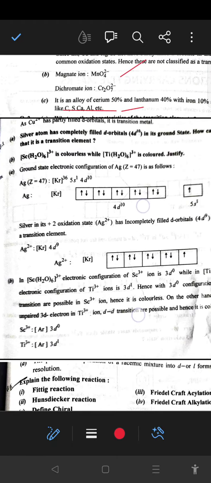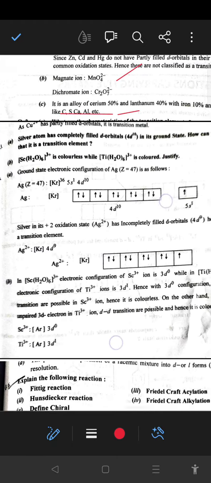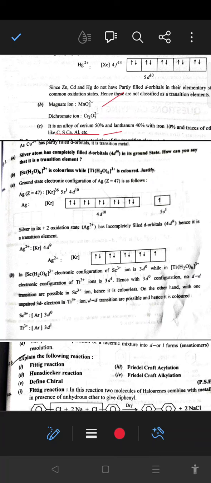Next, a silver atom has completely filled d orbitals in its ground state, and how can it act as a transition element? In case of silver atom, the electronic configuration is 5s1 4d10, that is a completely filled electronic configuration. And in case of silver 2 positive ion, the electronic configuration is 4d9. So there is a presence of one unpaired electron. Due to that, silver is acting as a transition element.